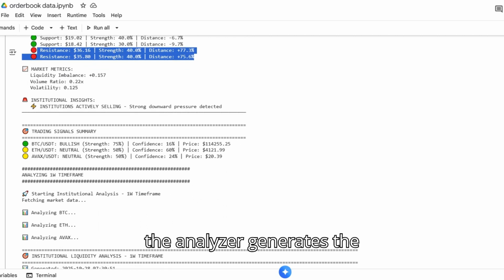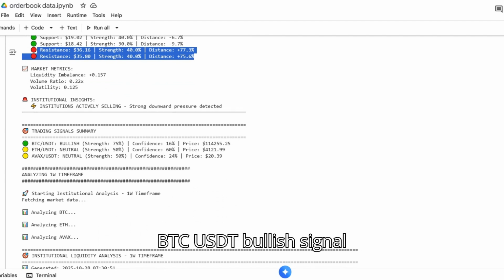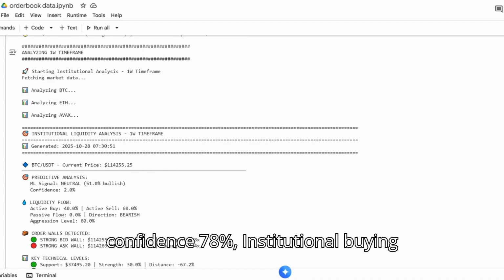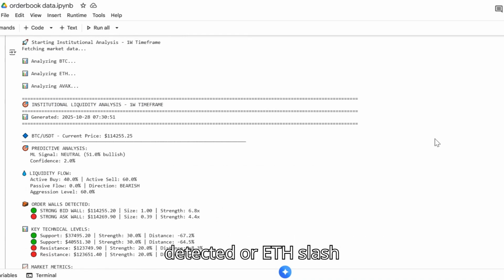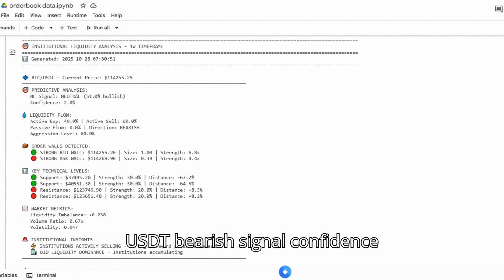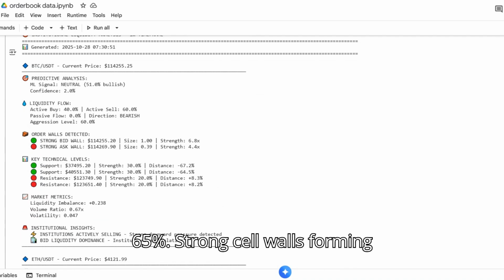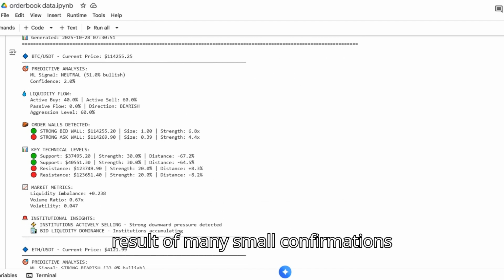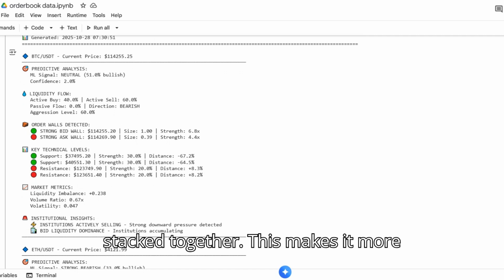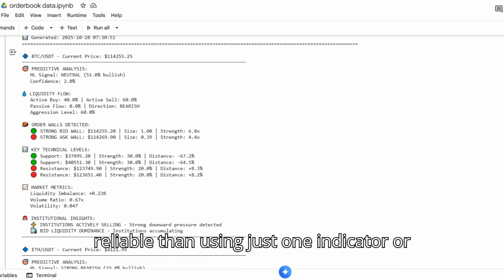For example, BTC/USDT, bullish signal. Confidence 78%, institutional buying detected. Or ETH/USDT, bearish signal. Confidence 65%, strong sell walls forming. These signals aren't random. They're the result of many small confirmations stacked together. This makes it more reliable than using just one indicator or one time frame.